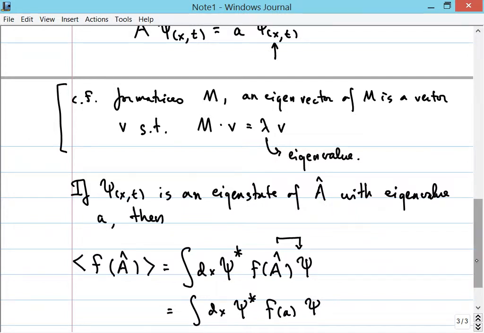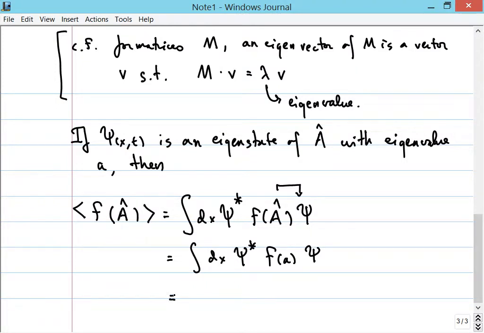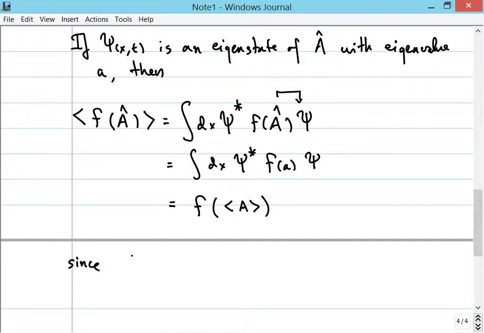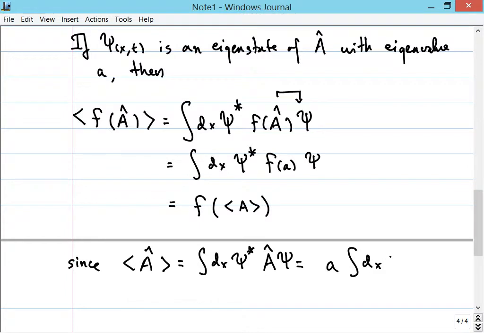which, if you think about it, is just exactly the value of f of a, which is f of the expectation value of a. And that's because if psi is an eigenstate of a, then the expectation value of the operator a is just little a times the integral dx of psi star psi. And of course, the integral dx of psi squared is equal to 1. So that's just little a.